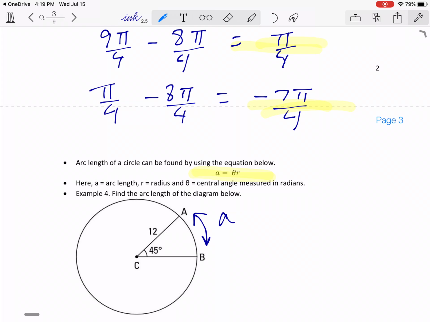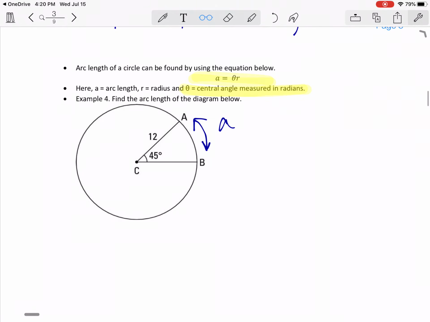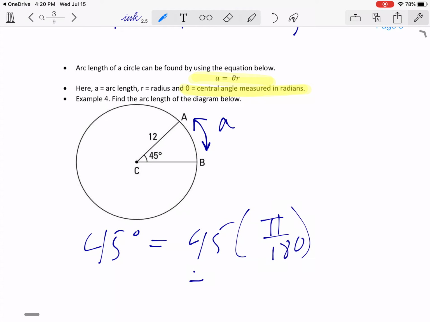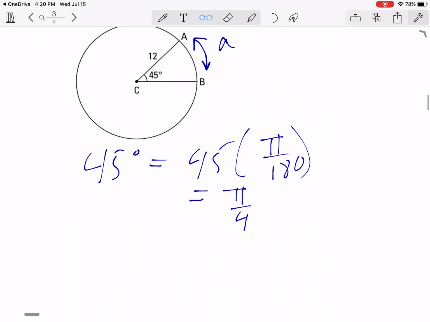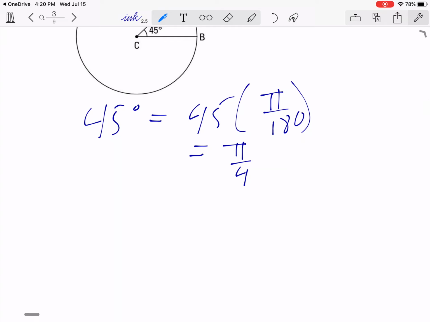And so when using this equation, the thing you have to look at is theta is the central angle, and it's measured in radians. So here you notice how we have an angle of 45 degrees. So it's not in radians. So the first thing you'd want to do is convert that. Okay, so 45 degrees, we would just go 45 times pi over 180. And that's going to give us pi over 4. Okay, so that's your angle in terms of radians, and now you can just utilize that equation.